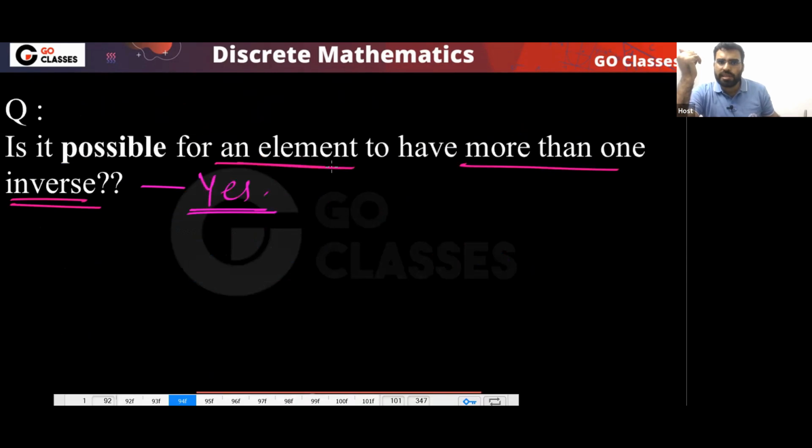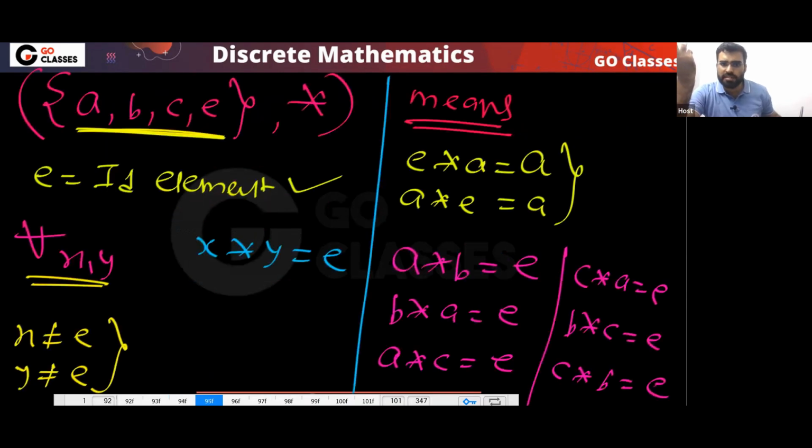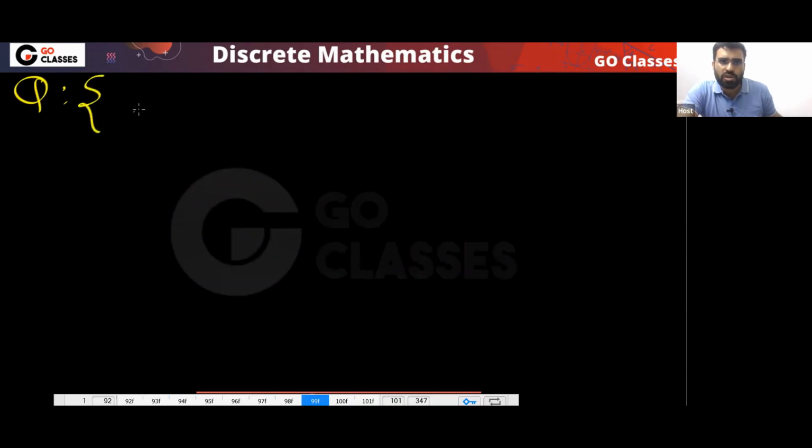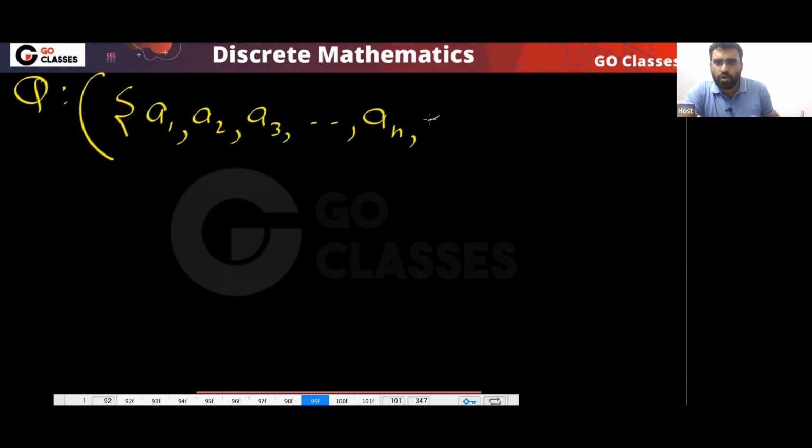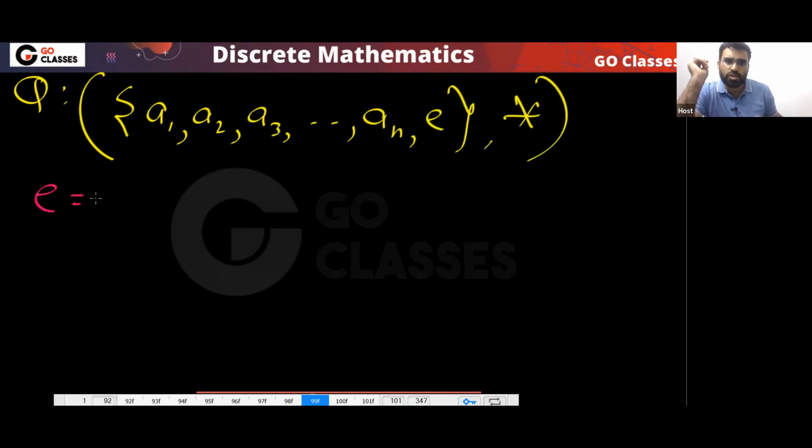Is it possible that an element can have more than one inverse? Yes, of course it is possible. There is no problem. You can create this. Let's assume you have this structure: your set is A1, A2, A3, and so on, AN, comma E, and this is your operation. Let's assume E is the identity element.